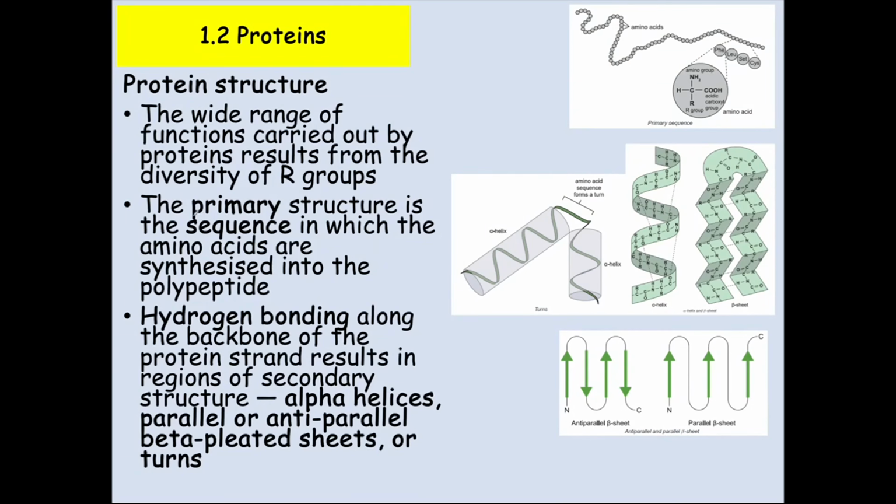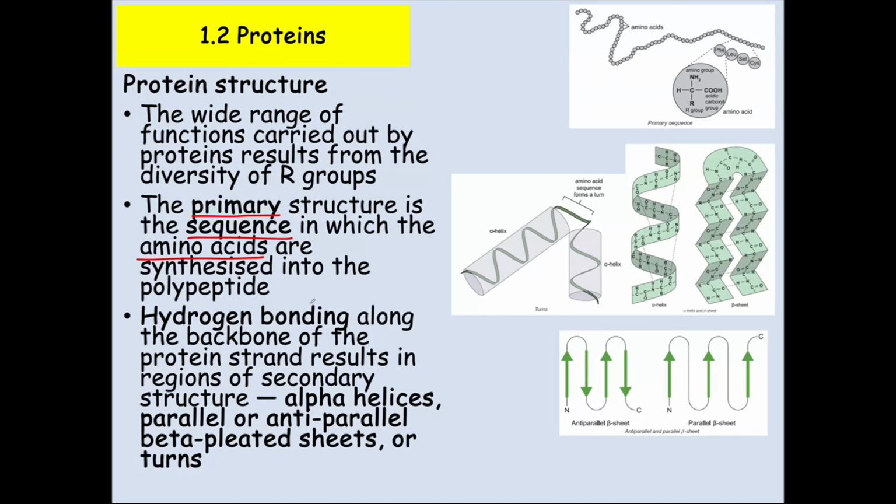We talk about, first of all, the primary structure. Now, the primary structure is simply the sequence of the amino acids, and the order in which they're synthesized into our polypeptide during translation at the ribosome. So that initial sequence of the polypeptide is the primary structure.